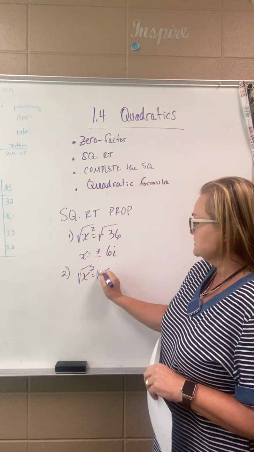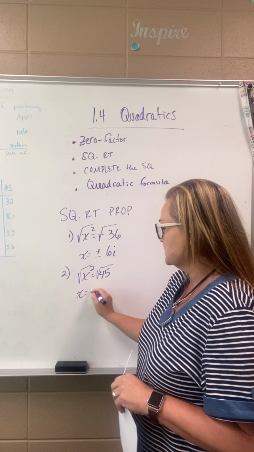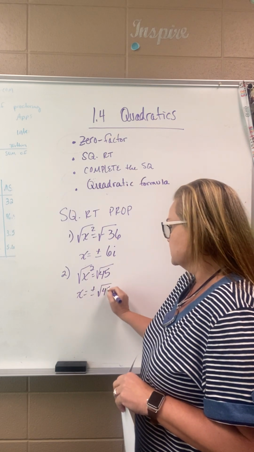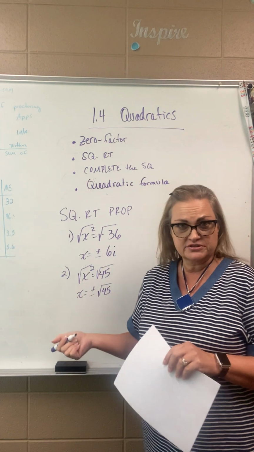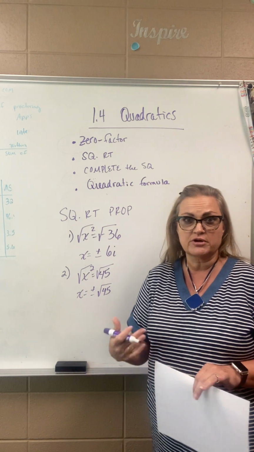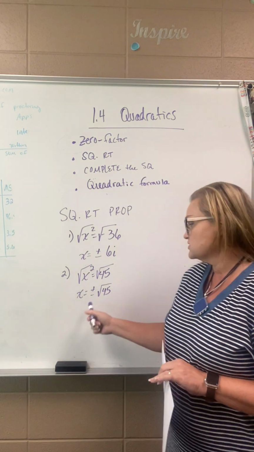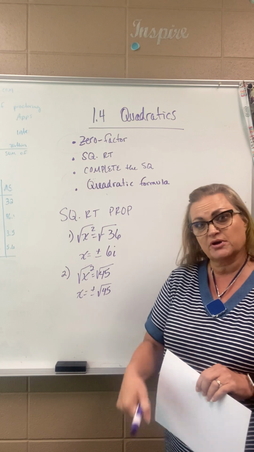x squared equals 45. Square root both sides. So the situation this time is it's not perfect. Now we've seen this before in our earlier section. When it's not a perfect radical, we are expected to reduce it. So 45 contains the perfect square of 9.